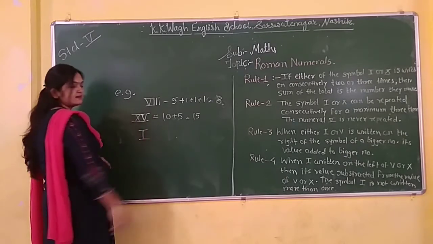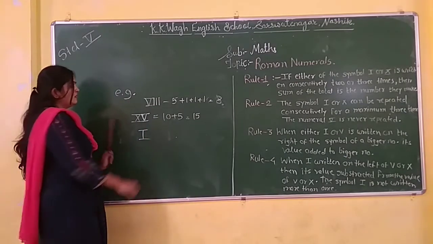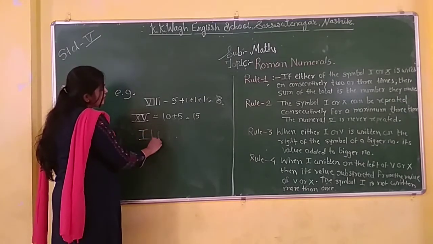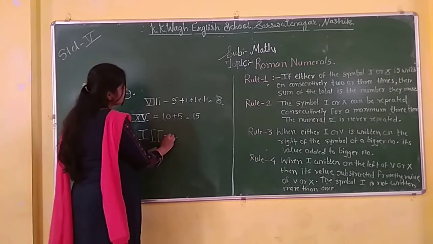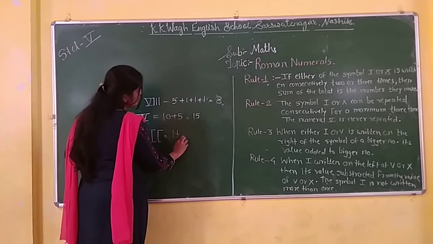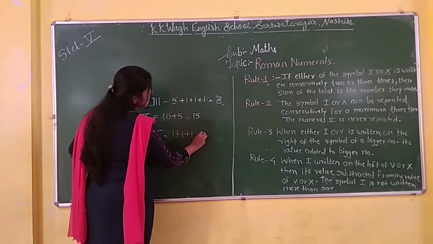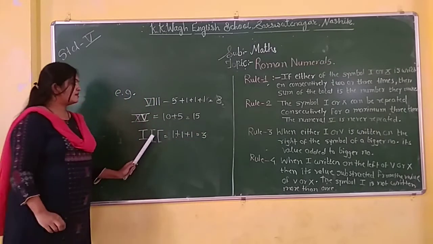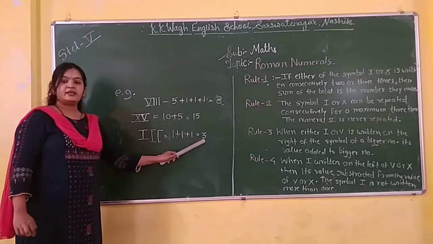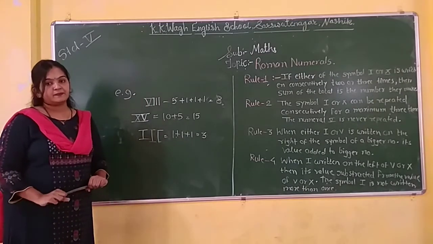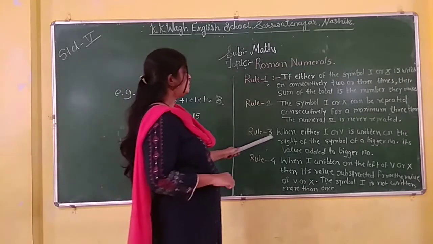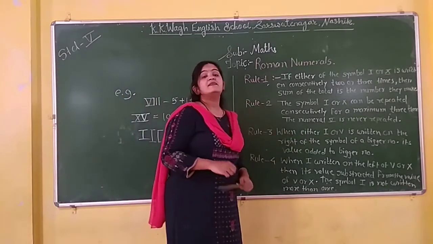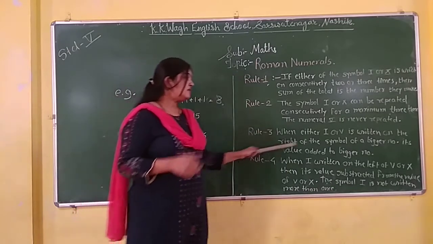Here I means 1, and I put another I here. That means 3 times I, which is 1 plus 1 plus 1, and we get the answer 3. So this symbol denotes the number 3. Understand? So what have we learned in this rule? We have learned about the symbols I and V written on the right of the symbol.